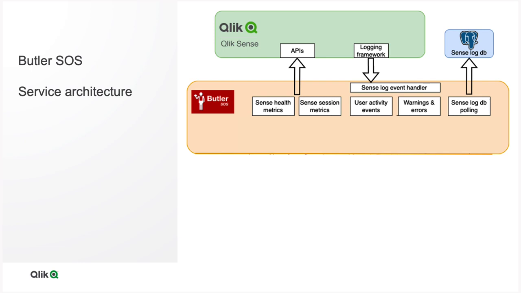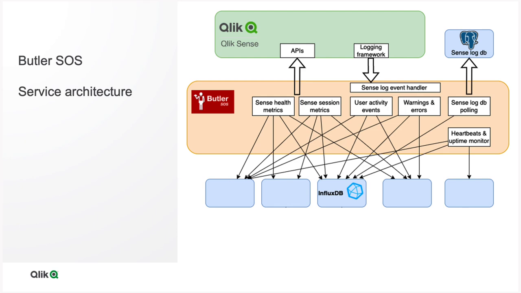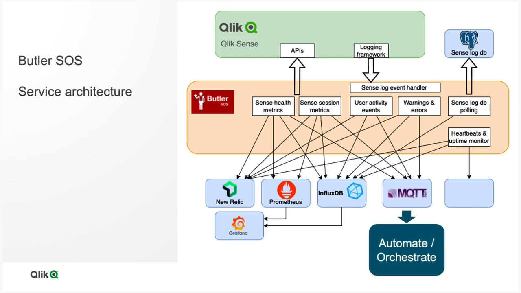To give an example, we have log collectors installed on each machine. These then talk back to a central monitoring service that is the actual Butler SOS service running inside Docker. This will then feed these metrics into a time series database of your choosing. In my case, I went with InfluxDB. It can also send events to Prometheus, to New Relic. It can send events to a message queue broker like MQTT. This can in turn be used with automation platforms to orchestrate actions based on the signals received. So it's a very interesting utility that opens a whole bunch of modern techniques that are more cloud native than on-premise.